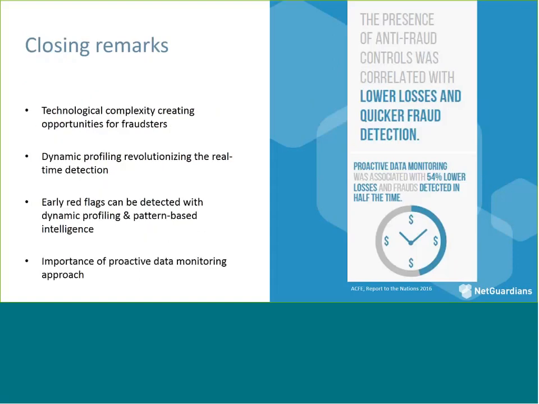So from a closing remarks perspective, on the right, you can see a representation from the ACFE report 2016 to the nations. And it is clearly stated that the presence of anti-fraud controls was correlated with lower losses and quicker fraud detection. Proactive data monitoring was associated with 54% lower losses and frauds detected in half the time. According to surveys done, it takes you up to 2 years to uncover some frauds. However, with an automated process, it should take you half the time. And with profiling controls and real-time monitoring, it should be on an immediate basis.